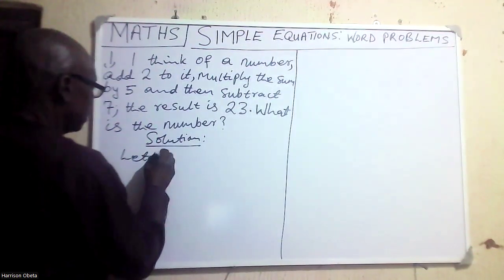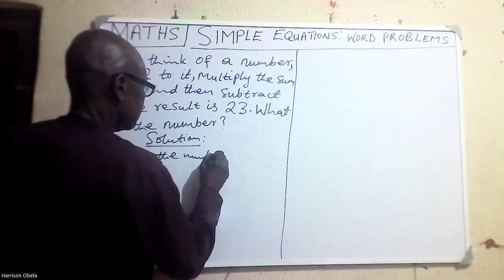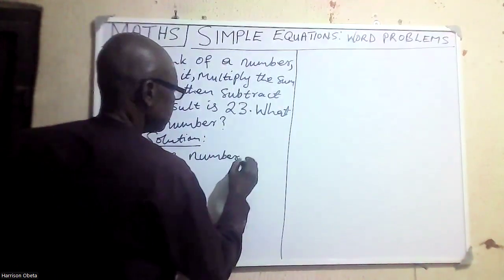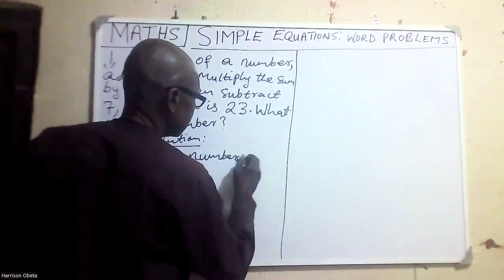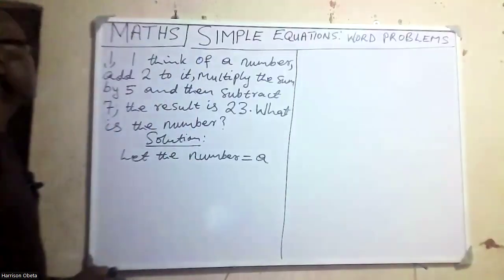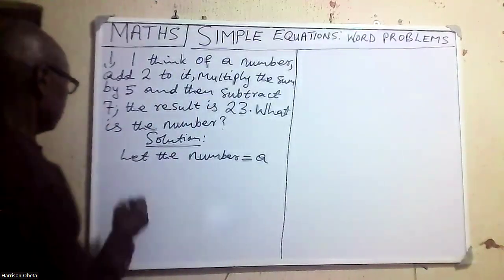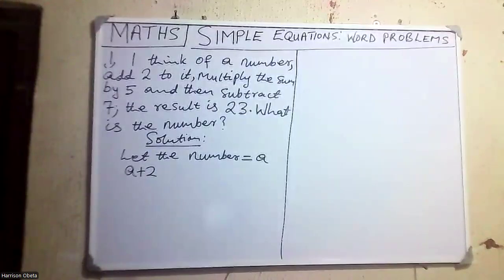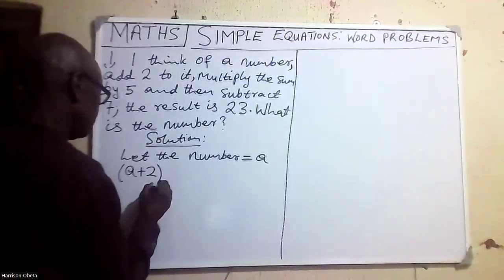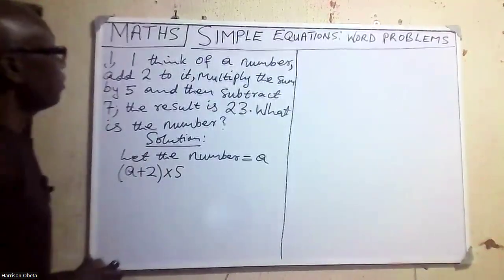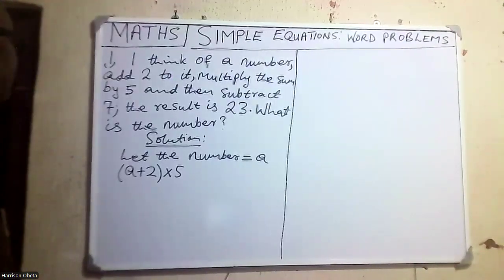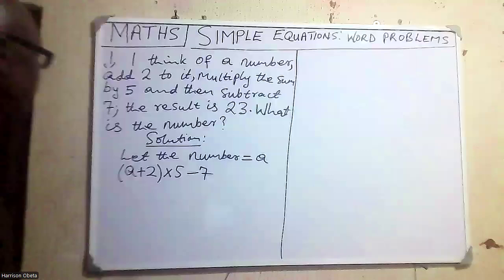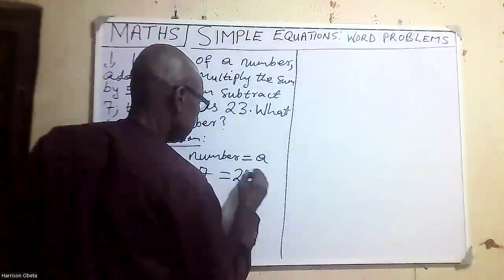Let the number equal to A. So, I think of a number, add 2. That means A plus 2. Multiply the sum by 5. Put it in bracket times 5. And then subtract 7. Remove 7. The result is 23. It's equal to 23.